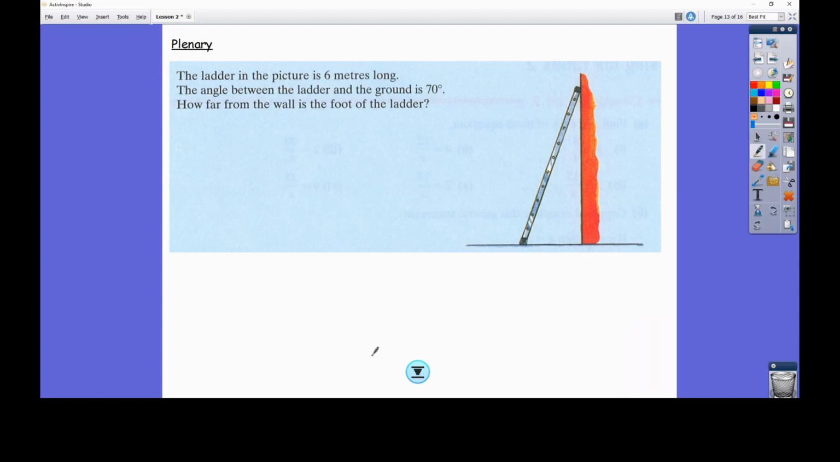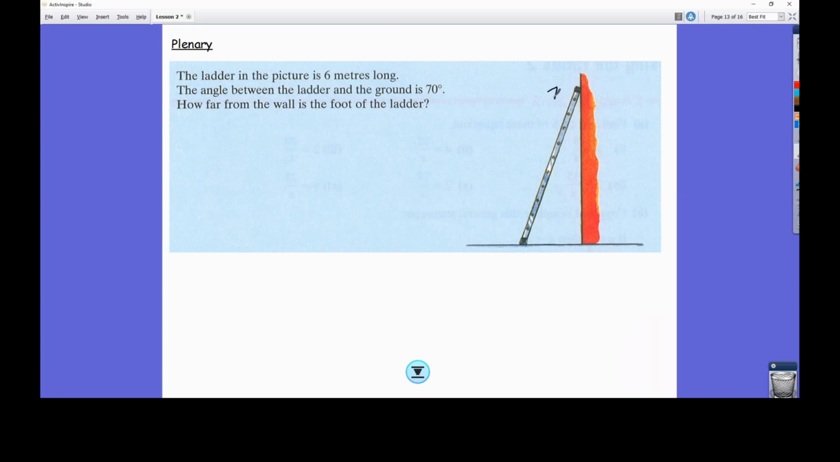Finally, let's do a little plenary just to see where this can be used in real life. So we have a ladder. The ladder in the picture is 6 meters long. So I'll just label that. That's 6 meters long. Or in fact, if you want to give this a go just on your own now, just pause the video, give it a go, and then I'll go over it.